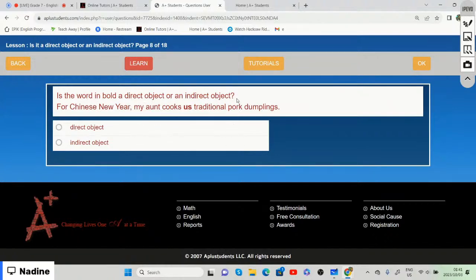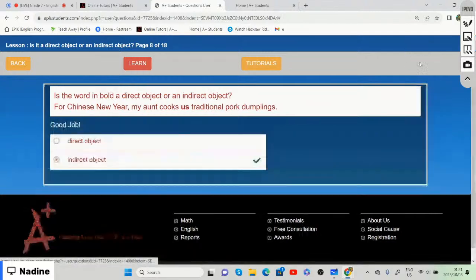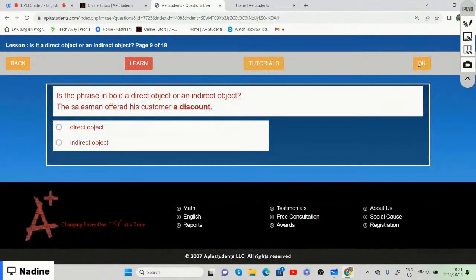So if the word comes after cooks, then this is an indirect object. The salesman offered his customer a discount. We need to say if the word a discount is a direct object or indirect object. If we look at the correct one, we will say it is a direct object.